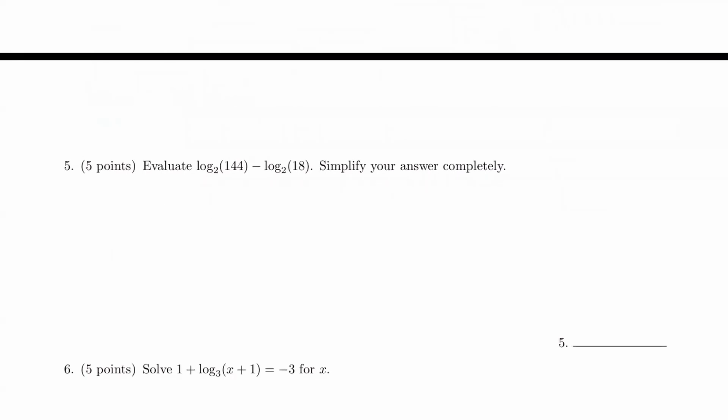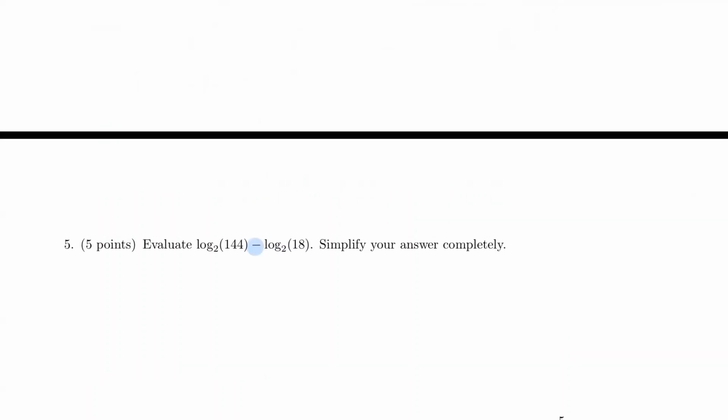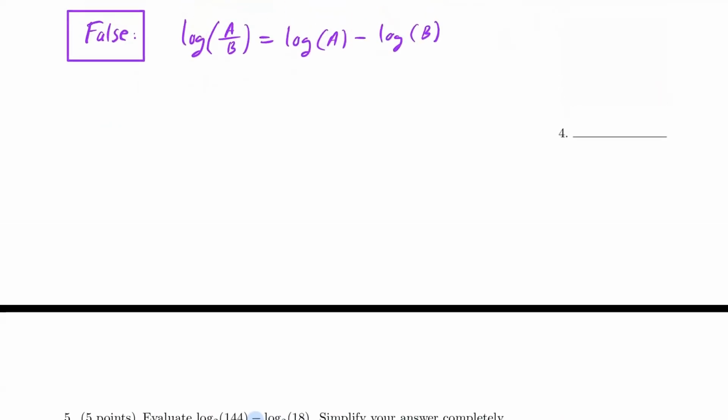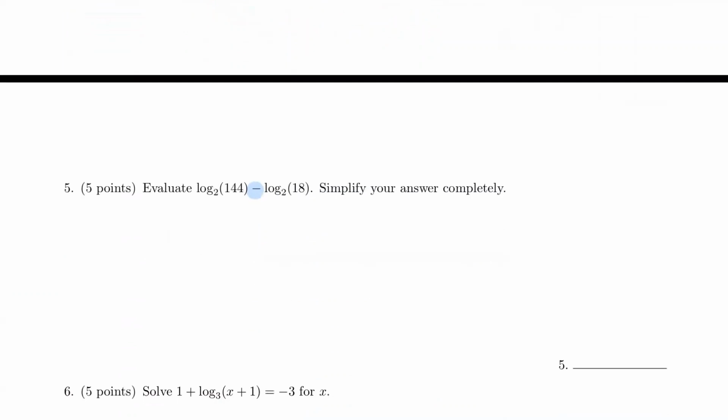Number 5, we're going to simplify this. So we're going to use the laws of logarithms to combine first. I see a subtraction between two logarithms, so this is using this property I wrote right here, the laws. We can join them into a quotient of their inputs. So this is log base 2 of 144 divided by 18. Now 144 over 18, that's 8. So this is equal to log base 2 of 8.